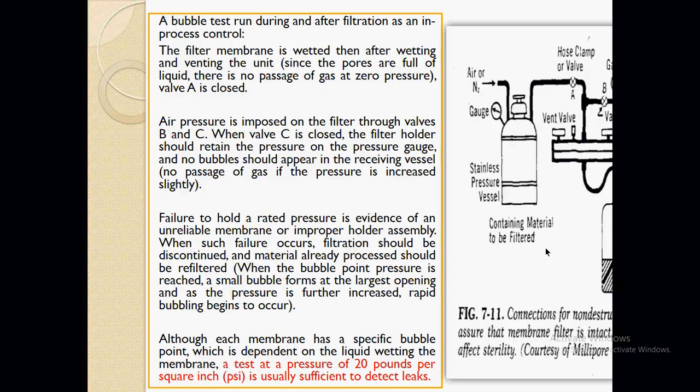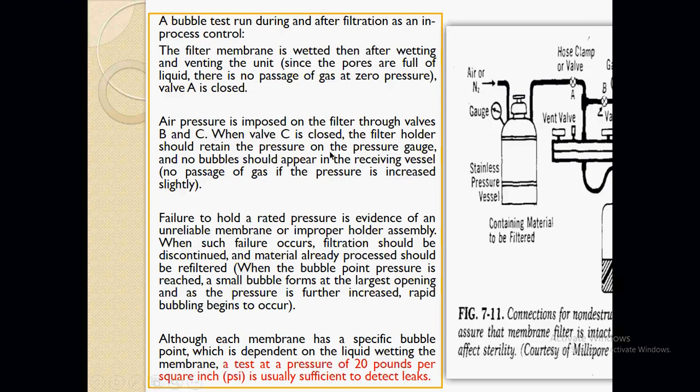Each membrane has its own specific bubble point. Of course, there are big tables, each one of these containing a specific bubble point pressure, which depends on what? On the type of liquid wetting the membrane and the pressure applied. Usually a test at a pressure of 20 pounds per square inch (psi) is usually sufficient to detect leaks.